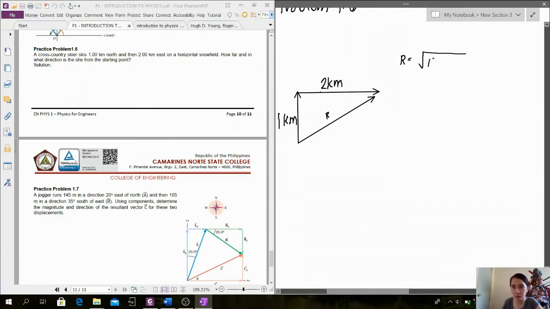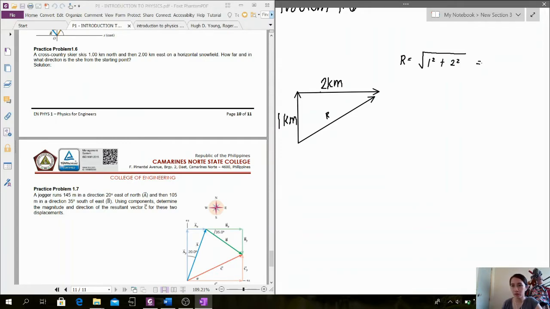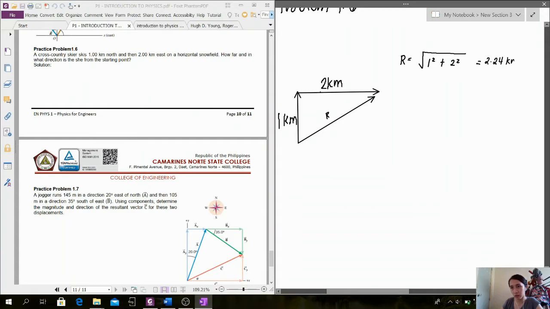Okay. So 1 squared plus 2 squared, this is equal to square root of 5, or 2.24 kilometers. And then for the angle theta here, theta is equal to the arctangent of the opposite 2 over the adjacent 1. So, arctangent 2, this is equal to 64.43 degrees.